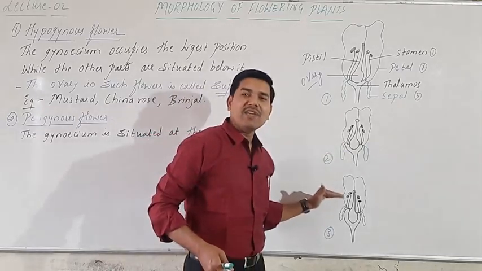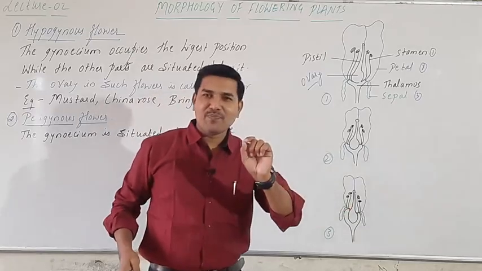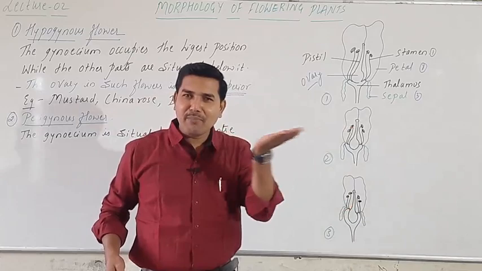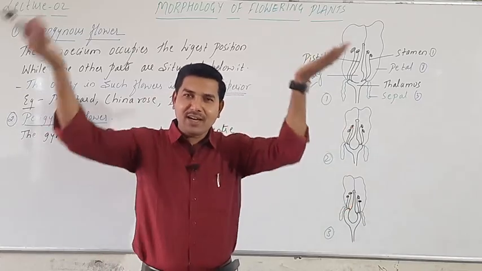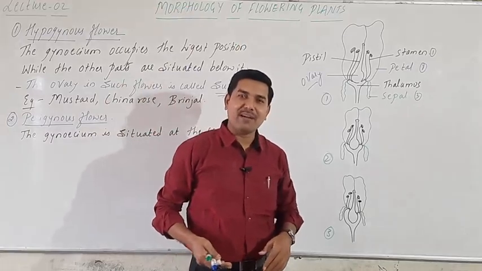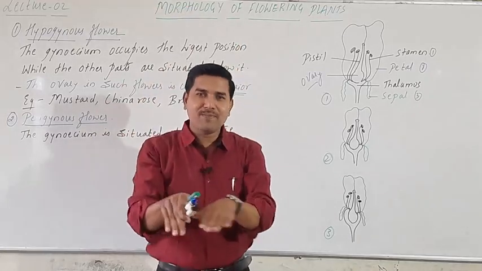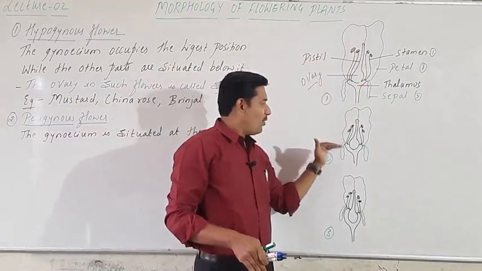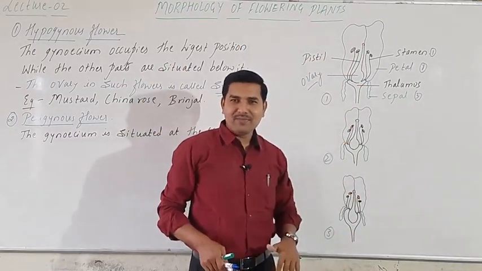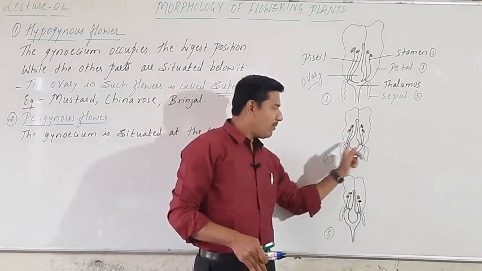This is inferior ovary. Remember this: hypo means below, peri means middle, epi means what? Above the ovary all the floral appendages arise. That means ovary is below. Here ovary is above, ovary half, ovary is below. Understood? So above, below, middle.